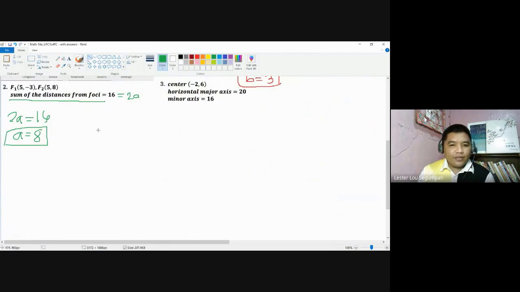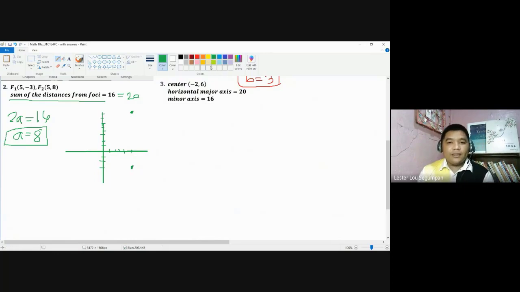If I have this Cartesian plane here for a while, it's not straight, pardon. And then we have (5, -3): 1, 2, 3, 4, 5, and 1, 2, 3. So the foci is somewhere here. And then we have another 5 as well, and 8: 1, 2, 3, 4, 5, 6, 7, 8. So it's somewhere here. The foci is from this to that.